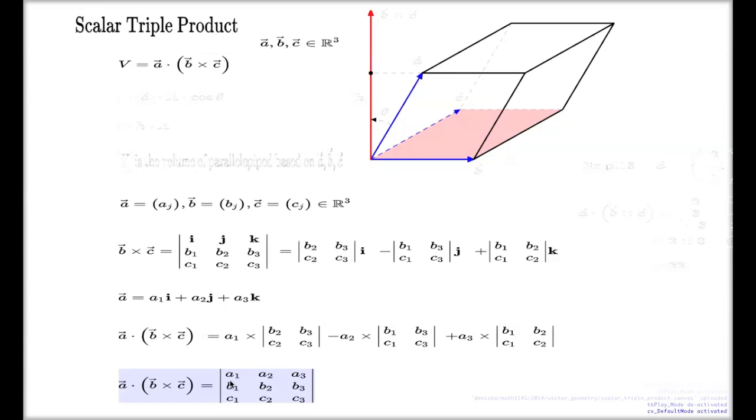You can write this in this form, and that's very easy to remember. This time, you write the first row as the components of the vector A, the second row as the components of the vector B, and the last row as the components of the vector C.